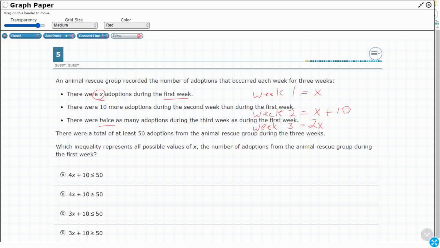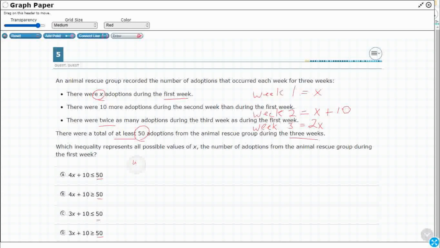And there were a total of at least 50 adoptions from the animal rescue group during the 3 weeks. So, interesting. Okay, so at least 50. So look at what we've got here. We've got our inequalities, and we've got to figure out whether that at least is greater than or equal to, or less than or equal to. But look what they're wanting you to do. They're wanting you to combine those 3 weeks.